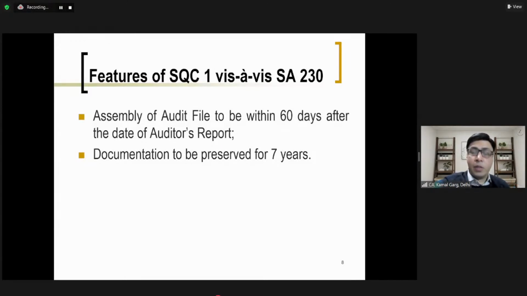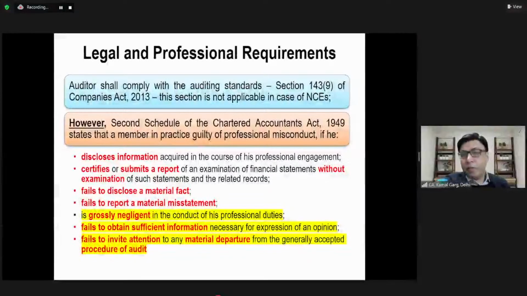Now, why are engagement and quality control standards important for us? The reason is the Companies Act as well as the Chartered Accountants Act. You must understand that ICAI issues auditing standards, but their compliance is the fortification of auditors. And for this purpose, we have Companies Act, Section 143, subsection 9. It says that auditors shall comply with the auditing standards. Unfortunately, Section 143(9) deals only with audit of companies, not of non-corporate entities. NCE stands for non-corporate entities.